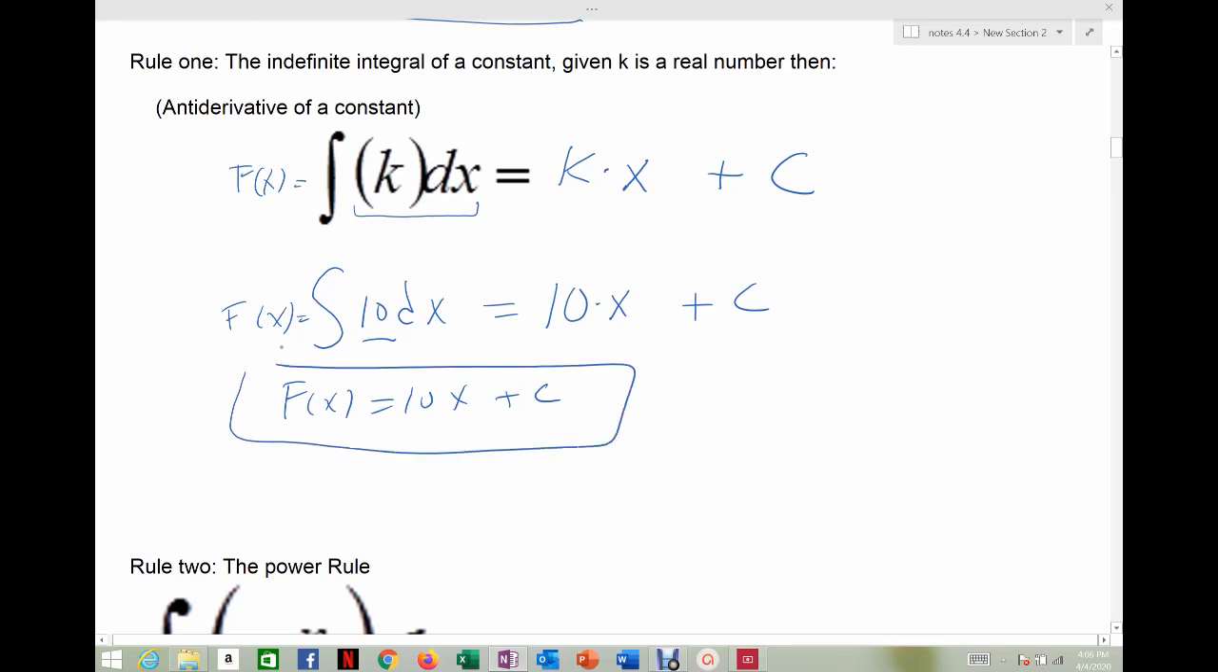You can always do a quick mental check. Does my answer make sense? When I take the function's derivative, do I get back to my original expression? And I do. Usually, like I said, it's a mental check, but you can always do that.